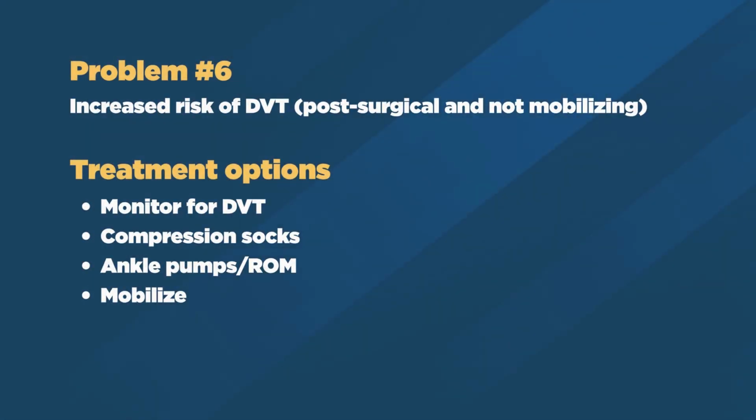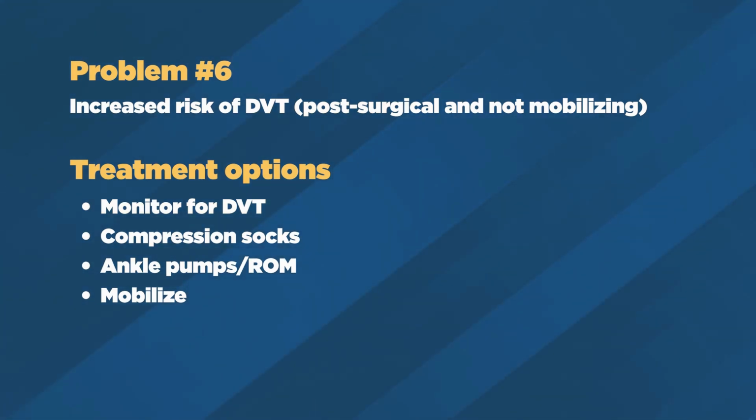Problem number 6, increased risk of DVT, post-surgical and not mobilizing. Treatment options could include monitoring for a DVT. You would inspect the calf bilaterally, looking for redness, swelling, warmth, or tenderness. You would perform Homan's test, which you would do by passively dorsiflexing the leg with the knee extended. If a DVT is suspected, you would not mobilize and immediately report to the team, nursing staff, or the physician.